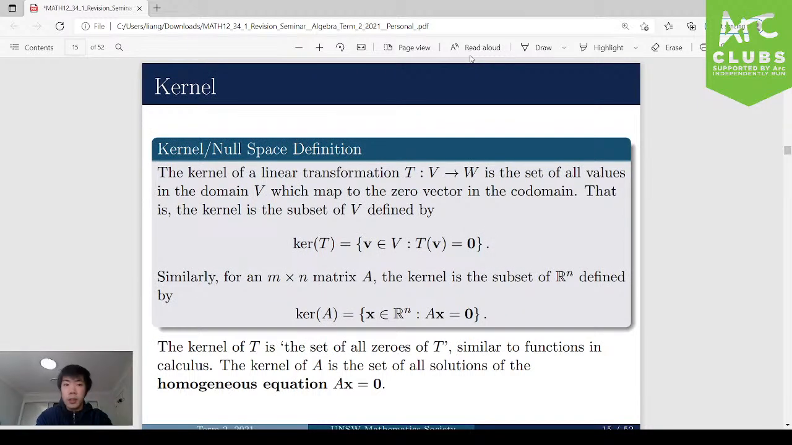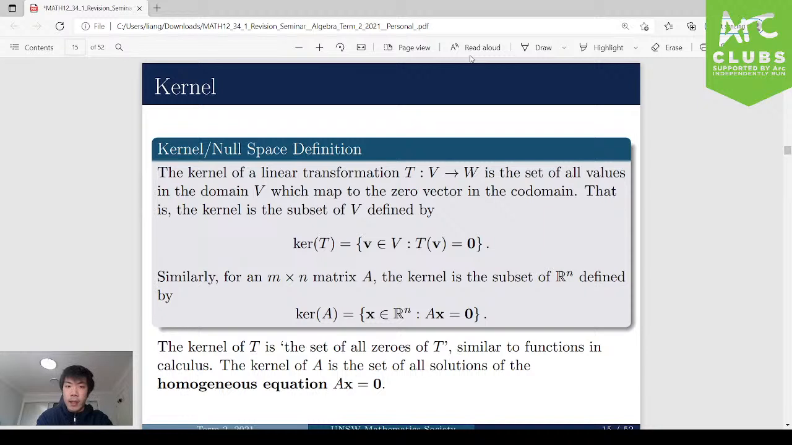So, the kernel or null space definition. The kernel of a linear transformation T, sending you from the domain V to codomain W, is the set of all values in the domain V which map to the 0 vector in the codomain. That is, the kernel is a subset of V defined by kernel T equals the set of v where T(v) equals 0. Similarly for the matrix A as well.